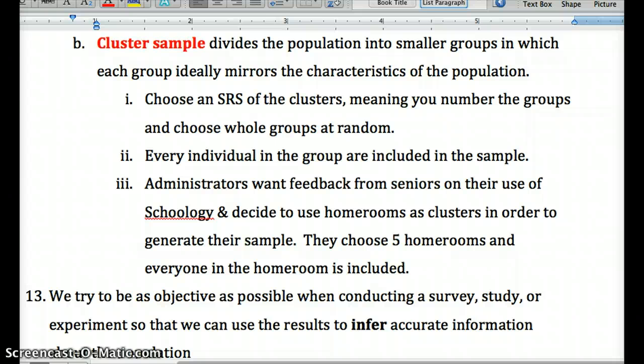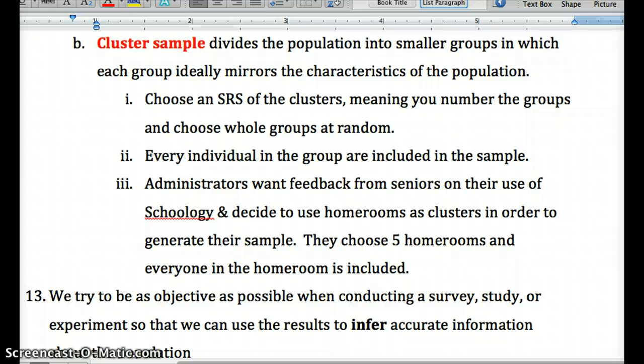So meaning you would number the groups, like let's say we had 10 groups. Each one of their relevant characteristics reflects the true population. And then we would number the groups 1 through 10, take an SRS, maybe we want 2 of the groups, so I'd get groups 2 and 4, and I would take the entire group and ask them a question.